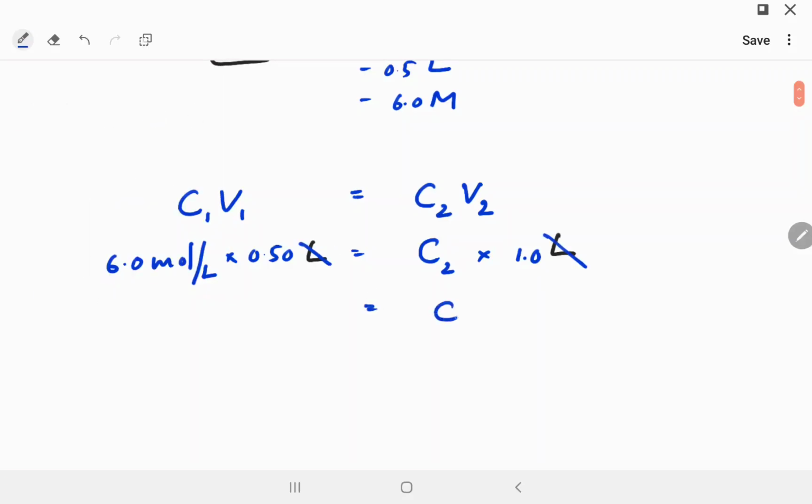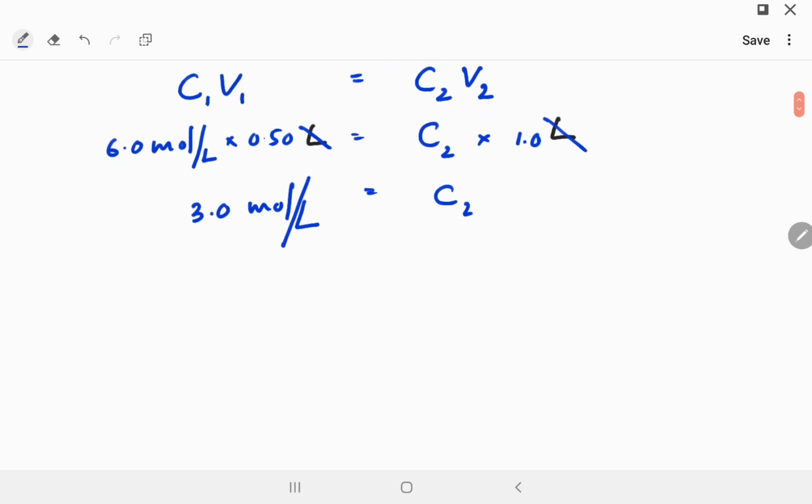Okay, so C2 will be what? 3.0 moles per liter. Moles per liter. Okay, an easy calculation. But I mean, hey, this is way too easy, so let's do something a little bit more difficult.